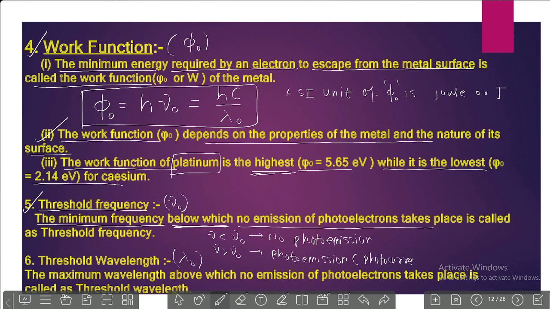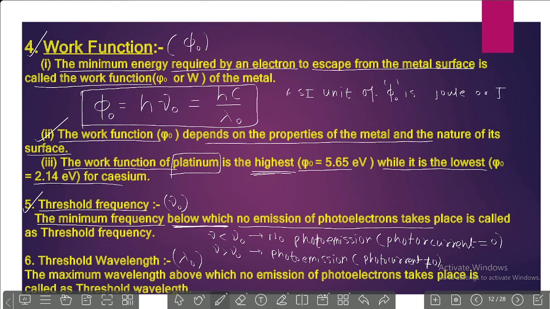So for nu greater than nu naught, photocurrent is not equal to 0. But here, photocurrent is 0. How much the intensity is does not matter. If the incident frequency is less than nu naught, there will be no photoemission. Everyone remember that. So this is about threshold frequency. What is threshold frequency?